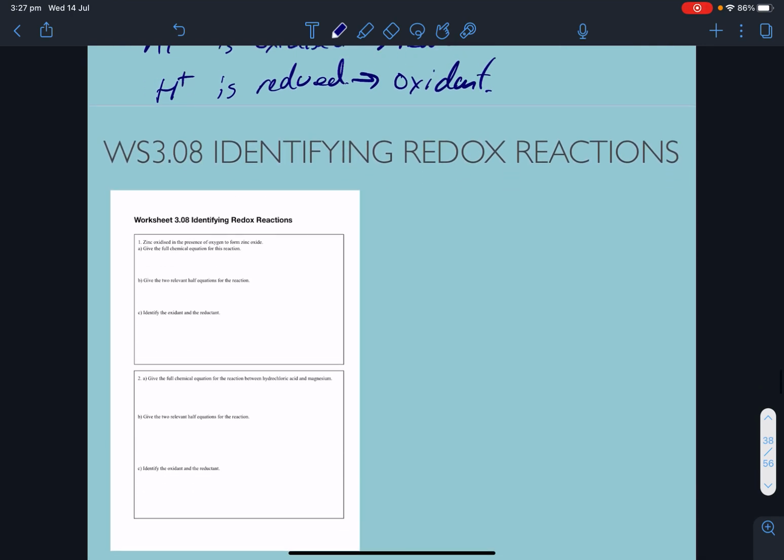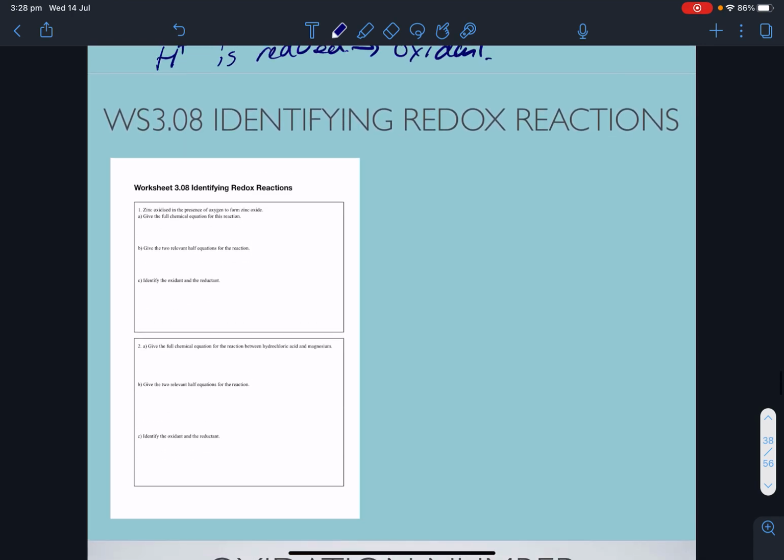Okay, you've got enough knowledge to do this identifying redox reactions.